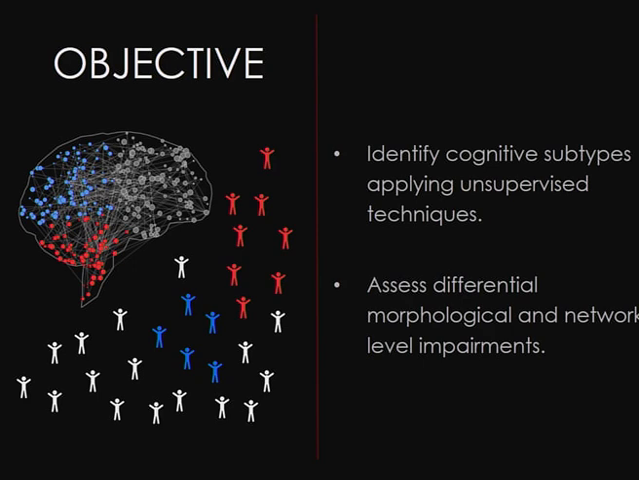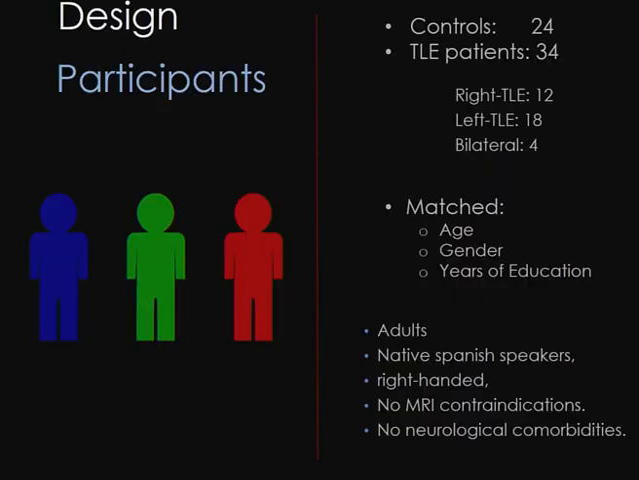We assess this problem by applying unsupervised clustering techniques to neuropsychological assays in order to identify cognitive subtypes in a cohort of TLE patients. And we did some morphological network level structural analysis with MRI. For our design, we have 24 controls and 34 TLE patients: 12 right, 18 left, and 4 bilateral. They are matched by gender and years of education, all of them adults, native Spanish speakers. They're right-handed with no MRI contraindication and no other neurological comorbidities than the epilepsy.